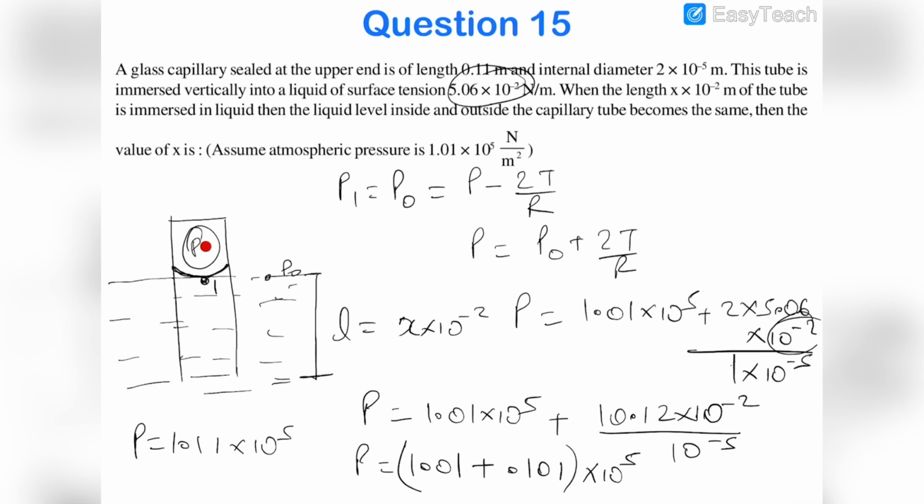Now we know that initially, when the tube was not immersed, this complete column whose length is equal to 11 centimeters was filled with air and the pressure of air was P naught. And now the pressure of air is P and the remaining length is, let's suppose, L dash.